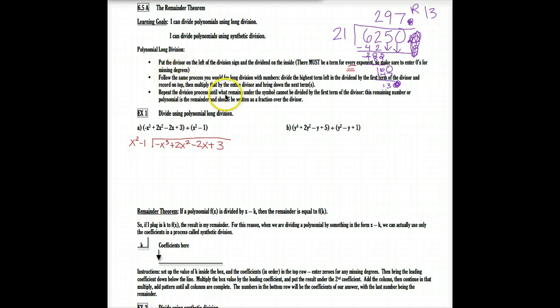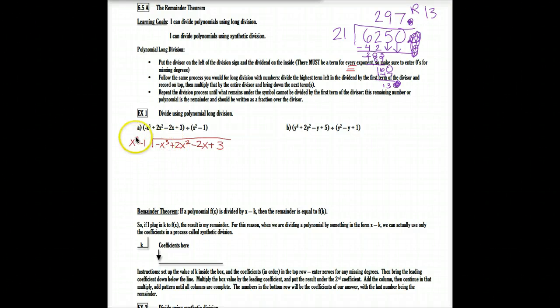So we're going to follow the exact same process we would for long division with numbers, except it's with variables. You're going to look at just the first term of the divisor, and ask yourself, what do I have to multiply x squared by to get negative x cubed? So if I want the exponent to go up by 1, I need to multiply by x, and if I want it to become negative, it needs to be negative x.